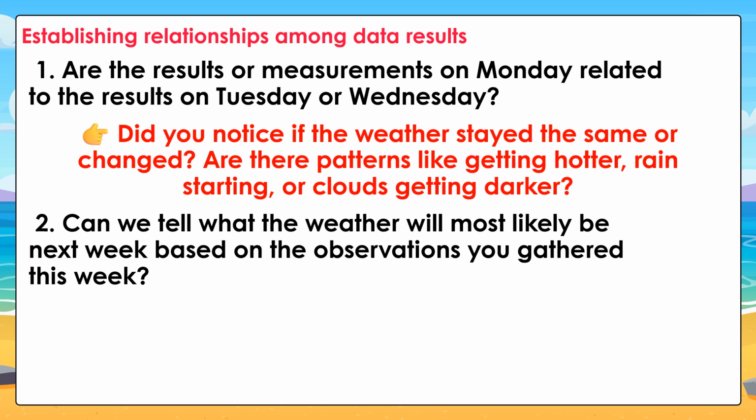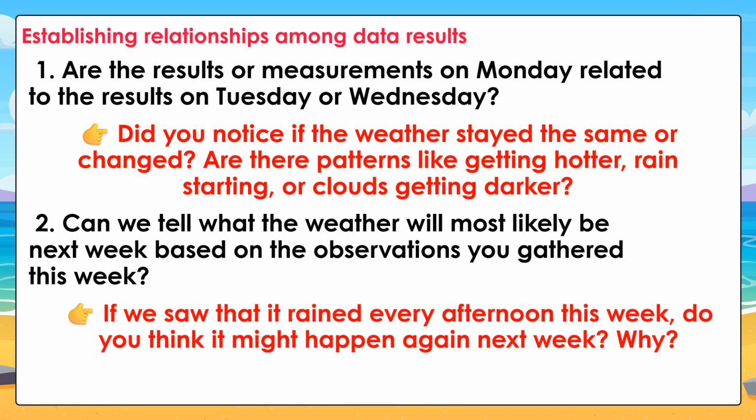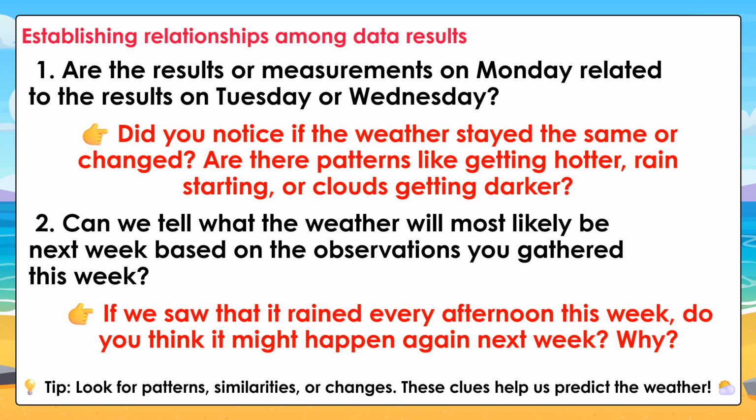Number 2, can we tell what the weather will most likely be next week based on the observations you gathered this week? If we saw that it rained every afternoon this week, do you think it might happen again next week? Why? Tip: look for patterns, similarities, or changes. These clues help us predict the weather.